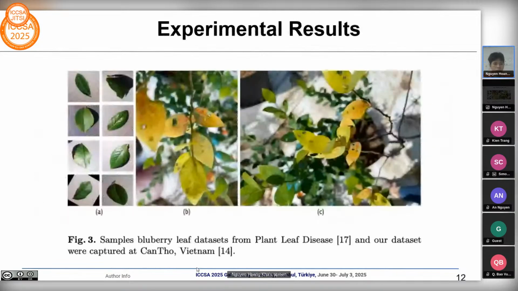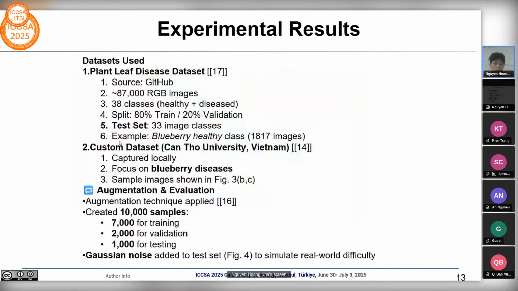And in the experimental results, we have a sample of the blueberry leaf dataset from Cần Thơ, Vietnam, so that we capture that. Introduction about datasets. We use the first one, the plant leaf disease detection dataset. It has around 87K images, and we have 38 classes, healthy and disease.